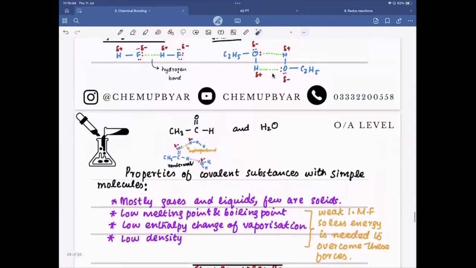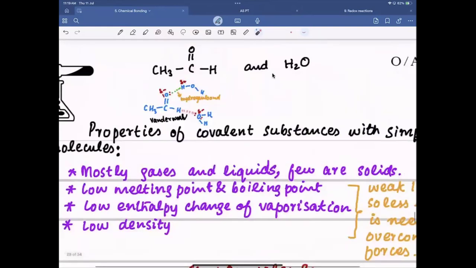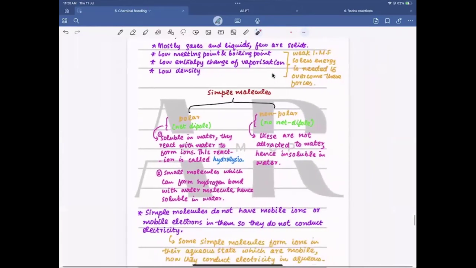See, this can form a hydrogen bond with a water molecule, right? Yes, sir. So this is water soluble, but this will not react with water, okay? Because it is forming the hydrogen bond. The other polar ones which are not able to form a hydrogen bond, if they dissolve in water, it means they dissolve by the reaction of hydrolysis. Is this clear? Yes, sir. The ones which have no net dipole are not attracted to the water, hence they are normally insoluble in water. If any one of them becomes soluble, it is also by some reaction.